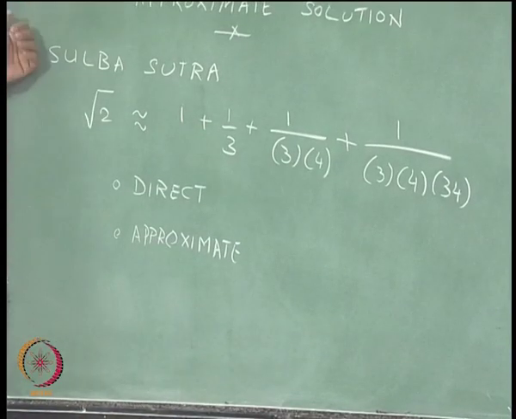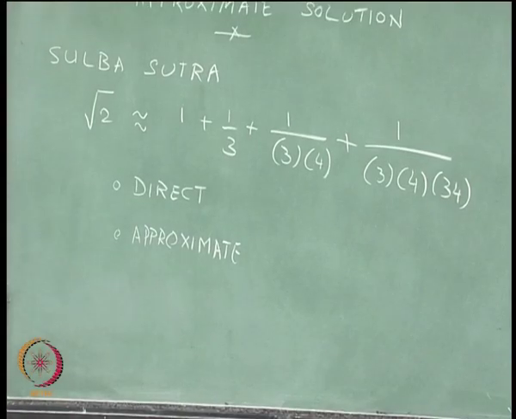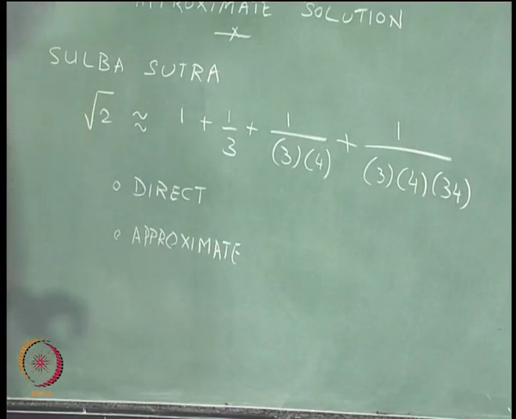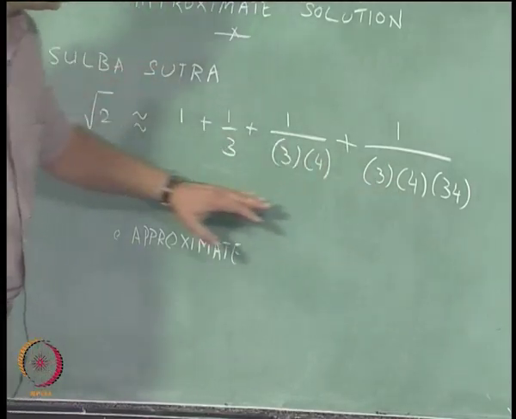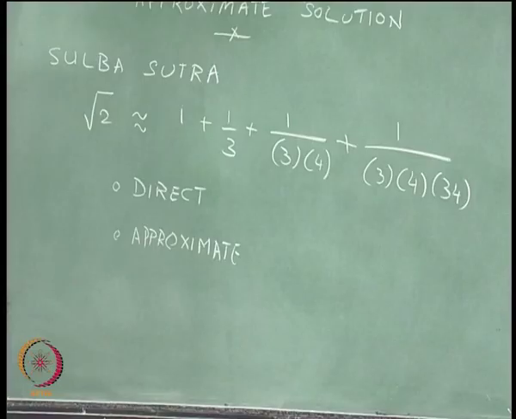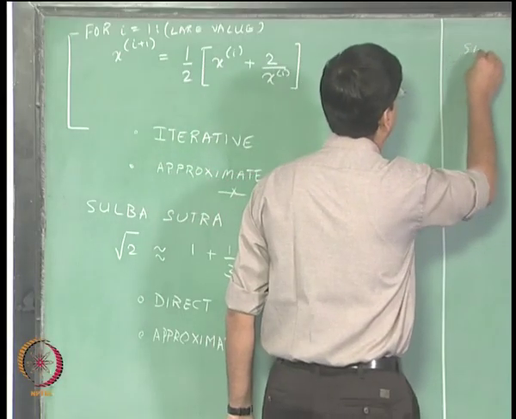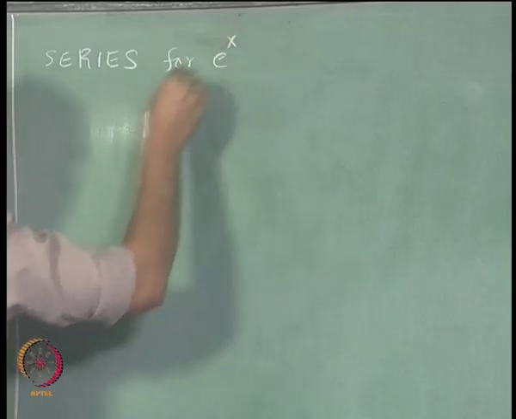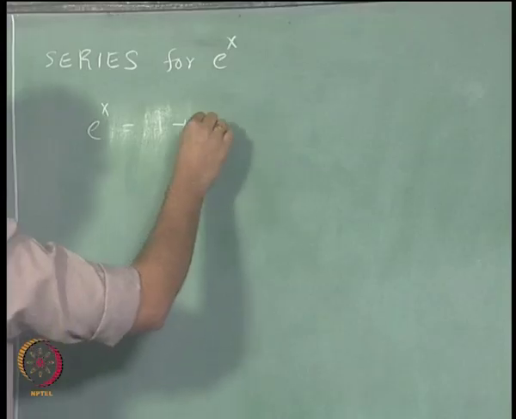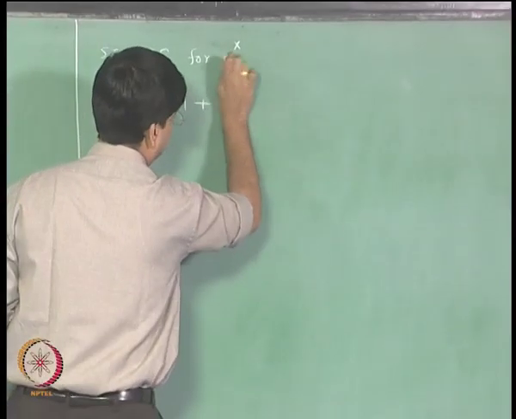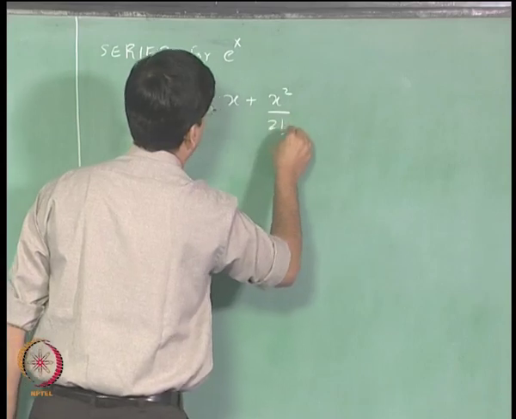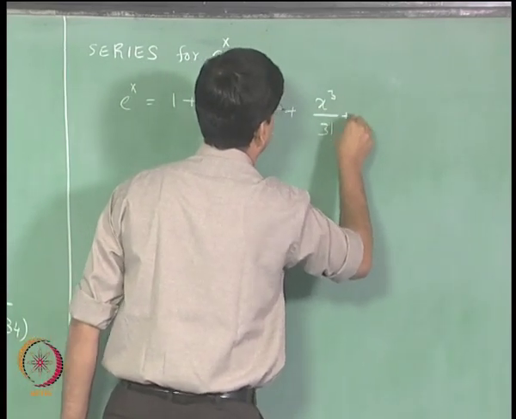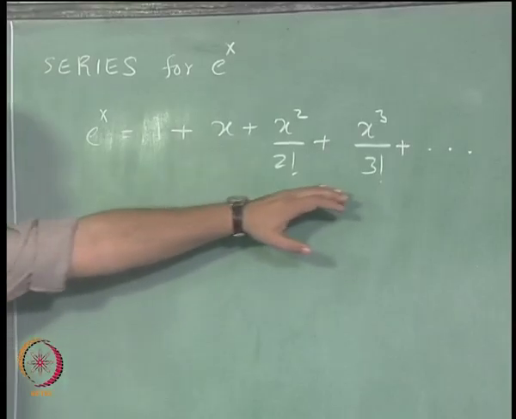Okay. So, these are a couple of methods that have been proposed for finding the square root of 2, which are kind of familiar to the numerical techniques that we look at these days. This is basically a series, and we are essentially aware of, say, infinite series such as the series for finding e to the power x. And e to the power x is 1 plus x plus x square by 2 factorial plus x cube by 3 factorial and so on, and it is an infinite series.